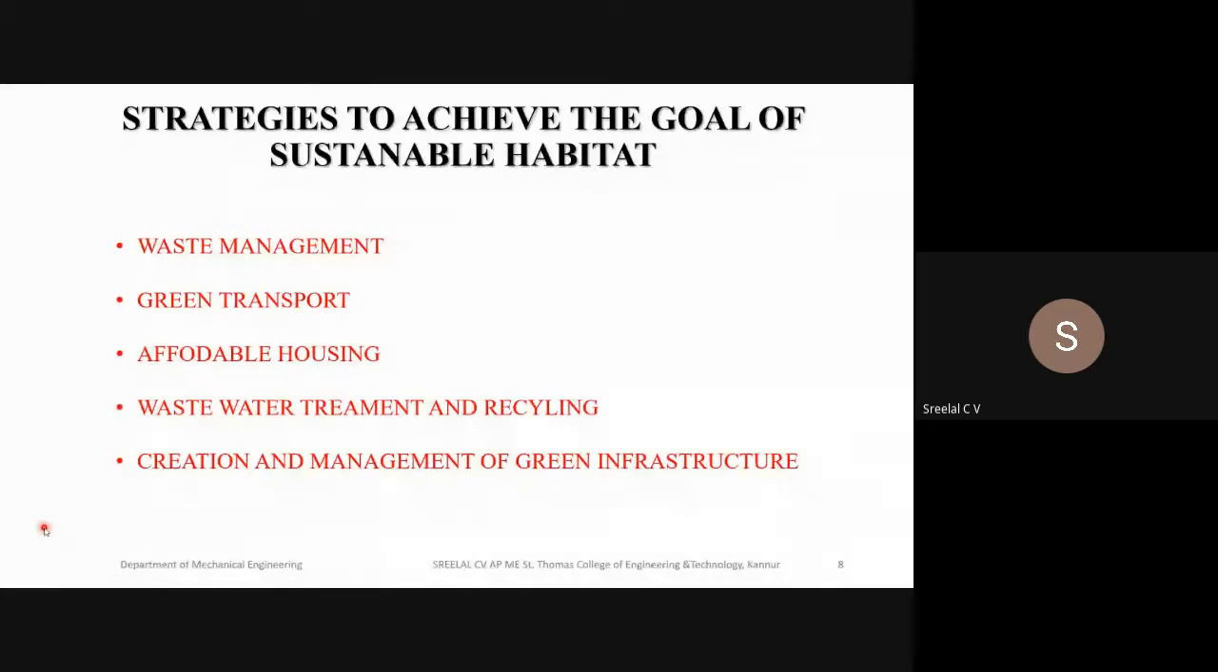Because this particular thing must be attained voluntarily, nobody can force it or make people attain it. So among these factors, a very important one is affordable housing. Okay, next one was wastewater treatment and recycling. We already discussed this. And the last one is the creation and management of green infrastructures. So these are the strategies to achieve the goals of sustainable habitat.